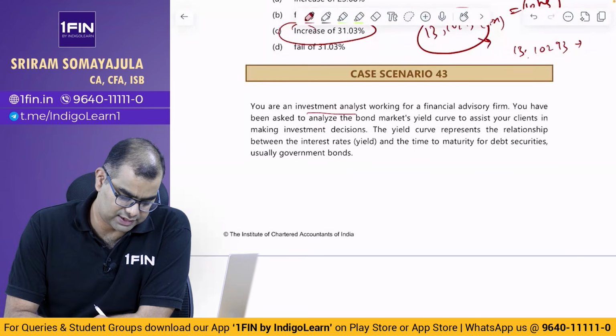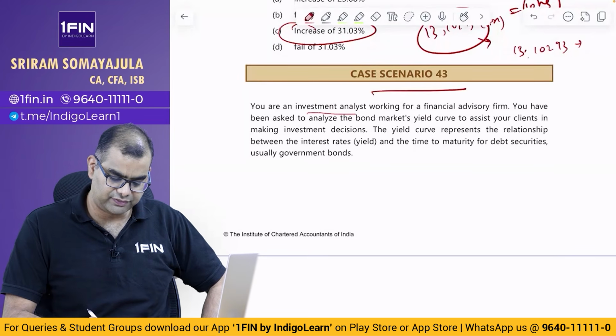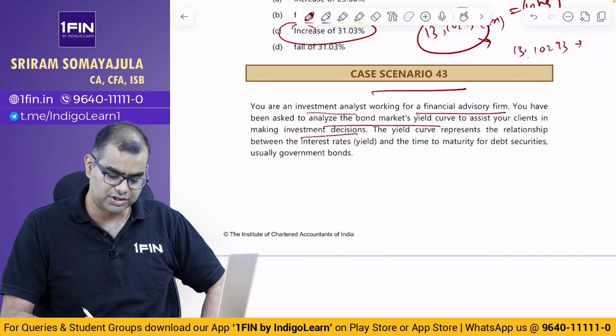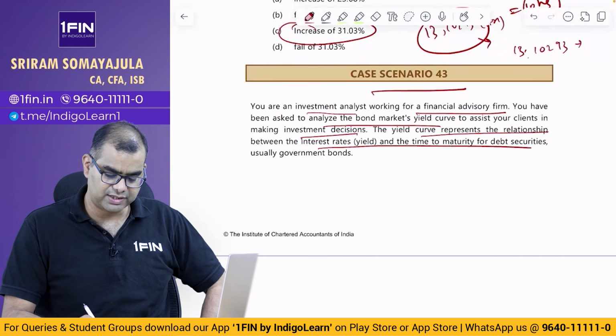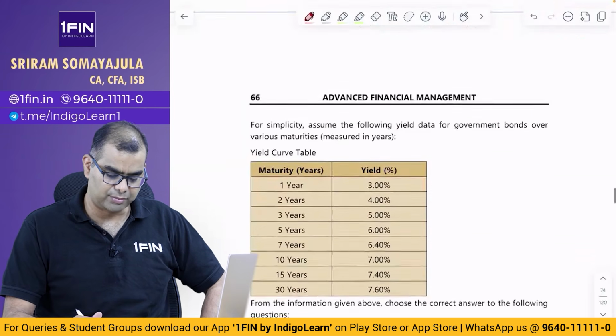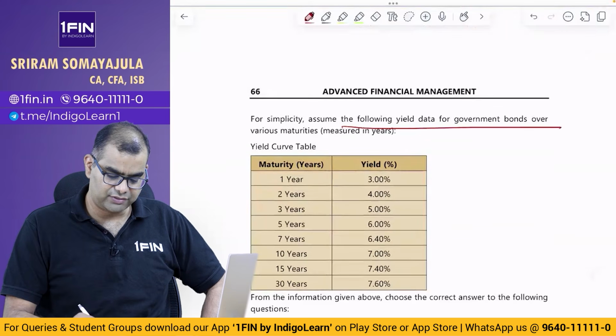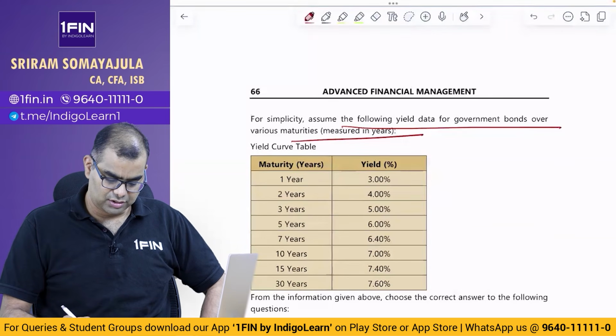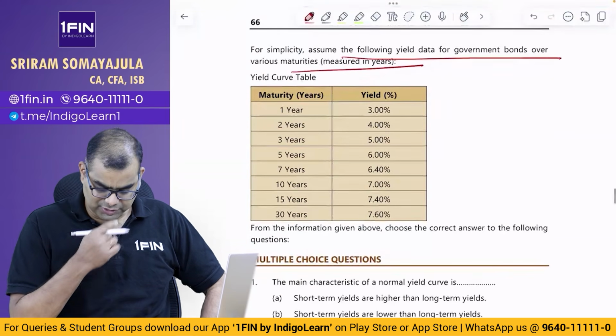Let's look at the next case scenario 43. You are an investment analyst working for a financial advisory firm. You have been asked to analyze the bond market yield curve to assist your clients in making investment decisions. Yield curve represents the relationship between interest rates and time to maturity for debt securities, usually government bonds. For simplicity, assume the following yield data for government bonds over various maturities. From the information given above, choose the correct answer to the following.